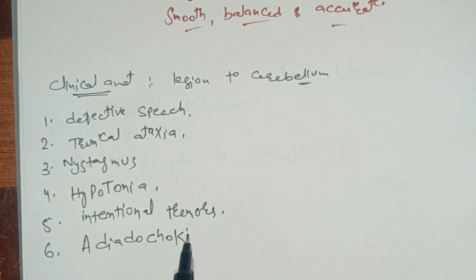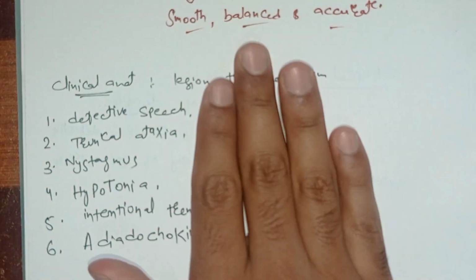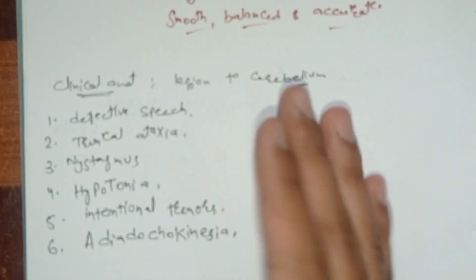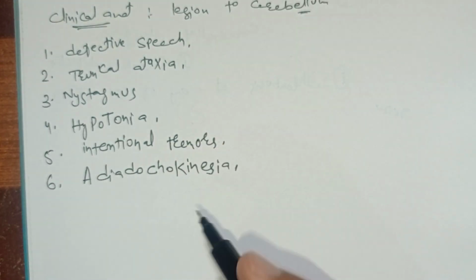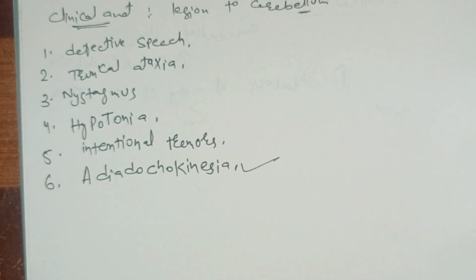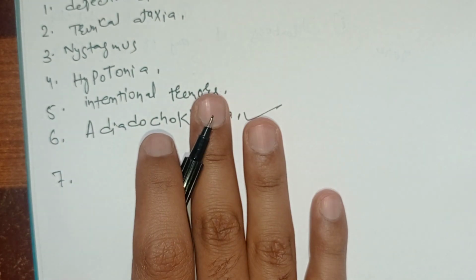Clearly, it will result in diadochokinesia. The patient will be unable to perform rapid alternating movements. That means like this, supination and pronation of the hand. The patient will not be able to do that because of the lesion to the cerebellum. That's diadochokinesia.